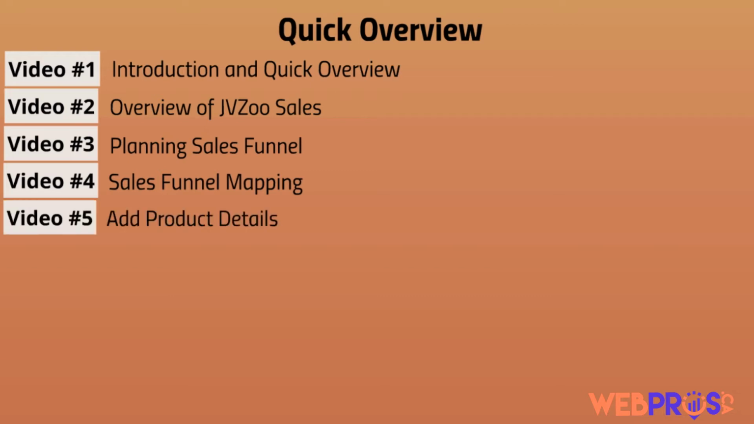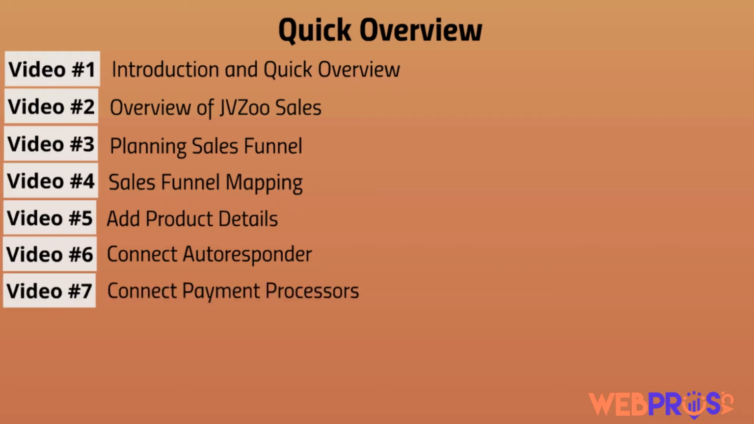So video number 5 is, of course, adding products and getting those details. We're going to talk about everything you need in terms of adding a product. And in video number 6, we're going to talk about connecting your autoresponder. Video number 7, we're going to talk about connecting payment processors. By default, you should have a PayPal account, but it's really good if you have a Stripe account or even an Authorize.net account. And we'll talk more about that in video number 7.